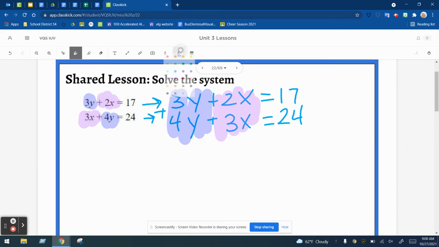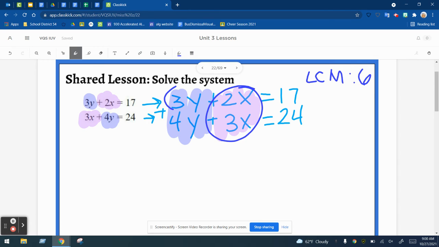So let's pick a variable. I think it's going to be easier, it's going to keep things a little bit smaller, if I'm going to make my x values opposites. So I'm thinking about the LCM of 2 and 3. What's the smallest number they both multiply into? It's going to be 6, right?